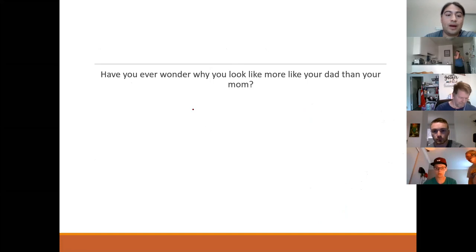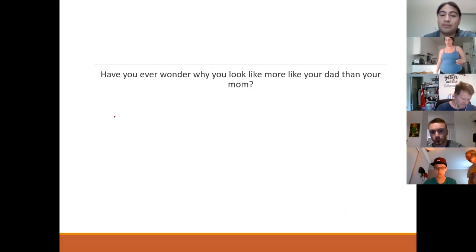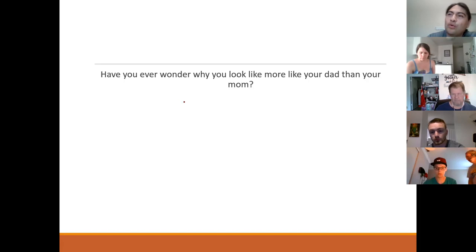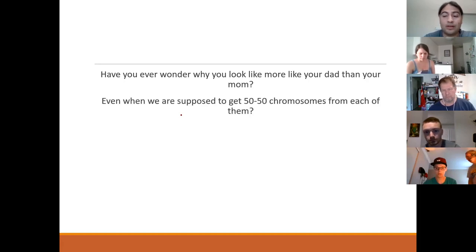Sometimes you're walking with your dad or your mom, and a neighbor or somebody sees you and says, hey, you look more like your dad than your mom. Sometimes you have features that make people say you look more like one parent than the other, even though we get 50% from each parent. We literally get 50% from each one of them.